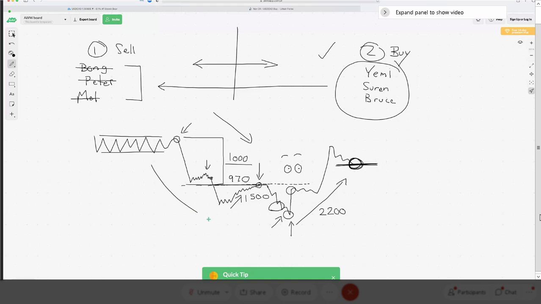This is called momentum reading. Okay, you're reading the momentum. You're trying to understand what is happening to the sellers so you can get in onto the buys before it becomes obvious. If it becomes obvious, it's too late.